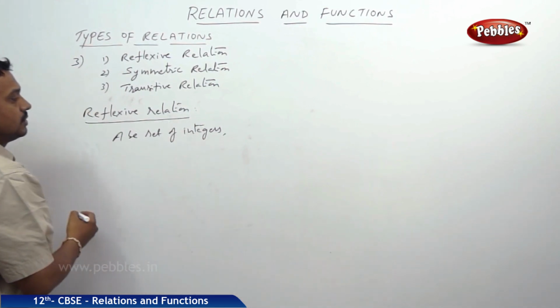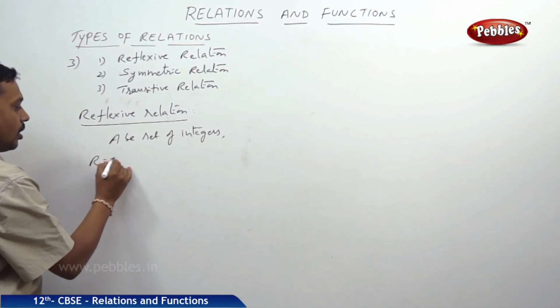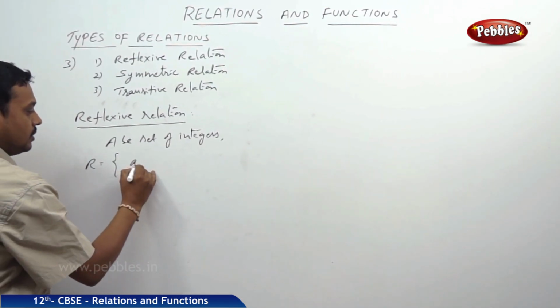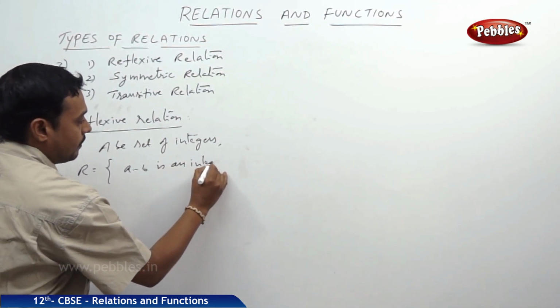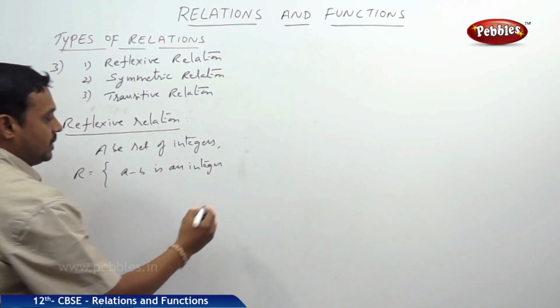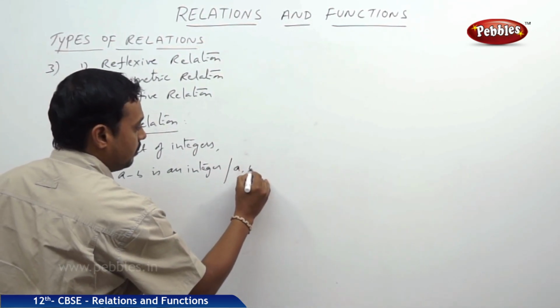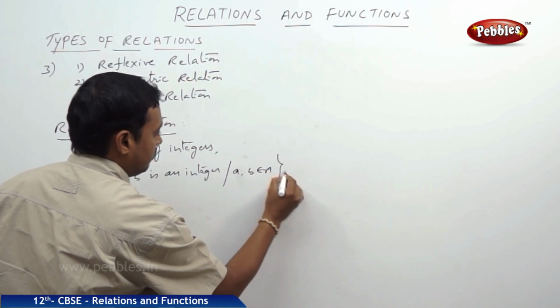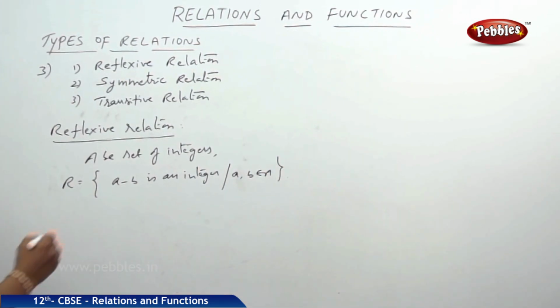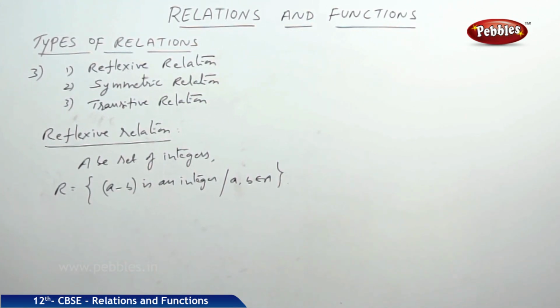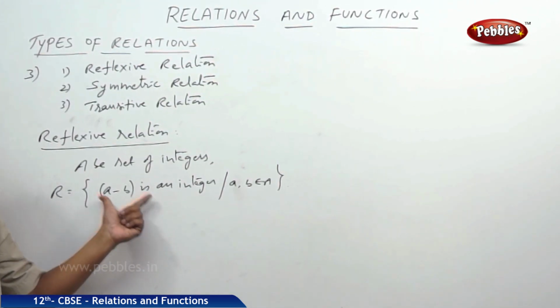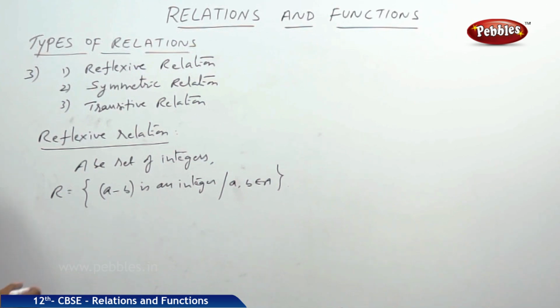Set of integers. Now a relation R is defined as A minus B is an integer, where A and B both belong to the set A, such that a comma b belongs to A. Now let us check whether this relation is reflexive or not.